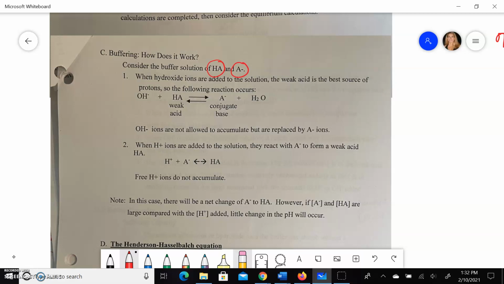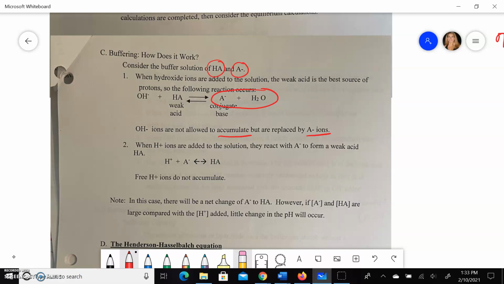So what happens is that if you add hydroxide to a solution of HA and A-, the hydroxide is a base, and so it's going to react with the weak acid, and you can see that you're going to end up with A- in water. Well, neither one of those two affects the pH because they're not H+ or OH-, and so they're keeping the OH- from building up. So it's not allowed to accumulate. Instead, you're going to accumulate A-, which is not an acid or a base. I mean, it's a conjugate base, but it's not the same as the strong base of hydroxide.